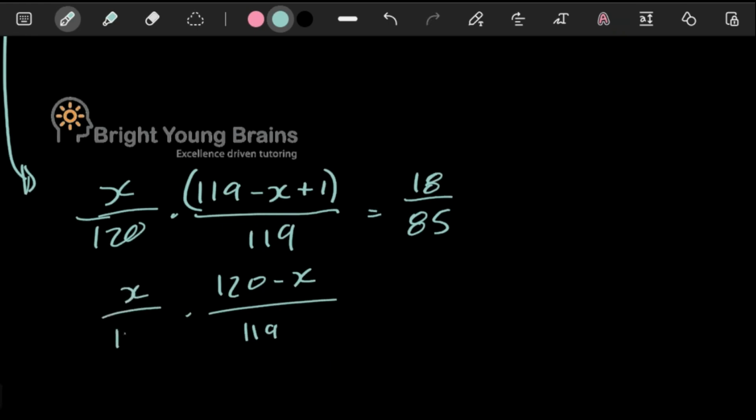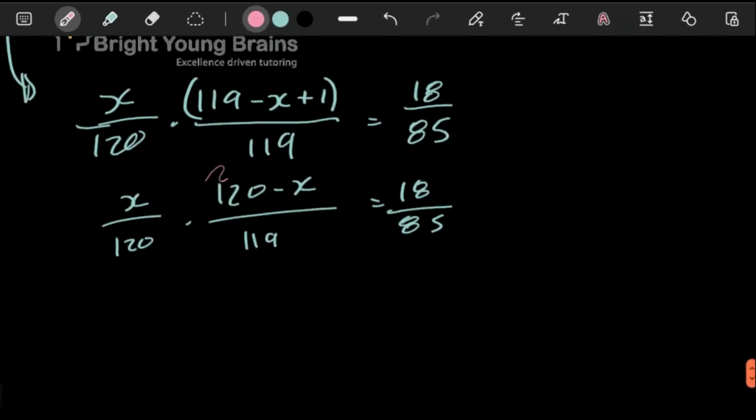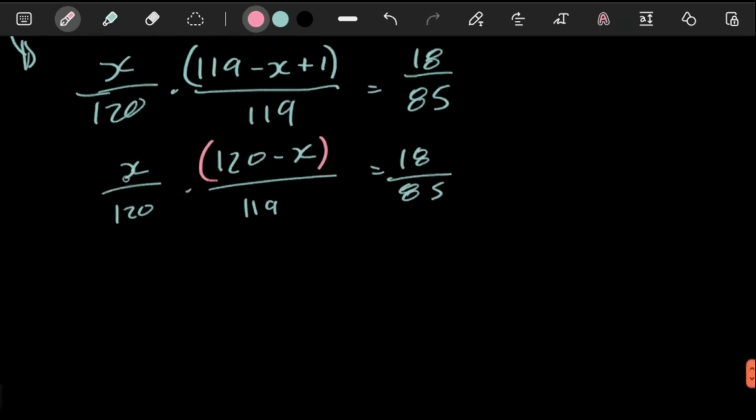And then here, 120. You can see how I'm taking it nice and slow, because there's no need to rush. Remember this is in brackets, right? So this times this, and then this times this. This times this is going to give you 120x minus x squared. The denominator here is 120 times 119. Let's see what we get here. 120 times 119 is like 14,280.